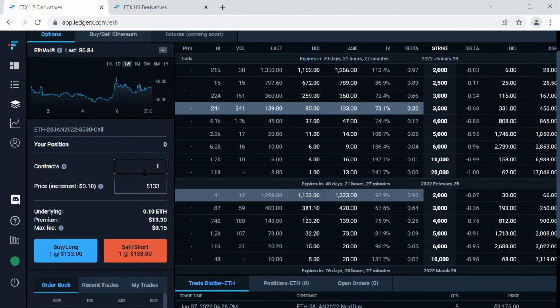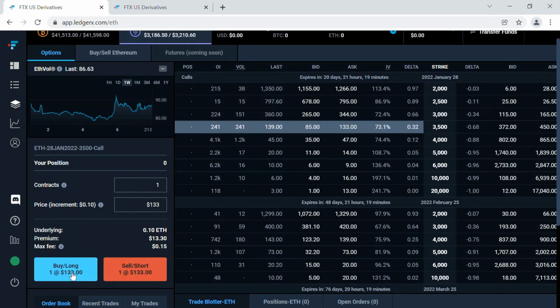And you'll see what I'm talking about, where the premium, which is how much I'll pay, will be $13.30 along with a 15-cent fee. Obviously, you could sell puts, you could sell a call, you could really do a lot of other things, but this is just one example of a trade.